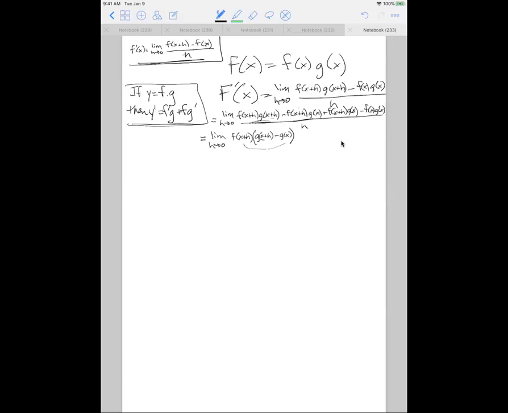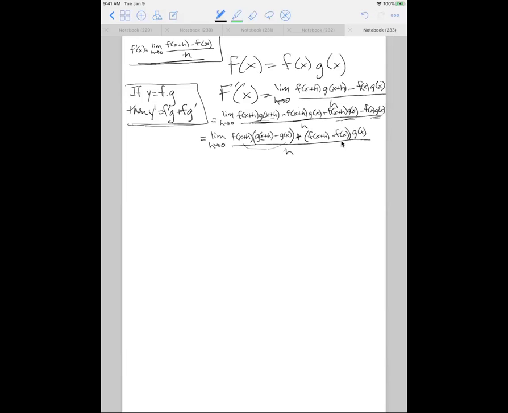And then coming back on the other way, notice what we get. If we factor out the g of x, so I got a plus here, factor out g of x, I'll put that afterwards. So I've got f of x plus h minus f of x times g of x. Okay, so that factorization comes from that right there. And this is over h.